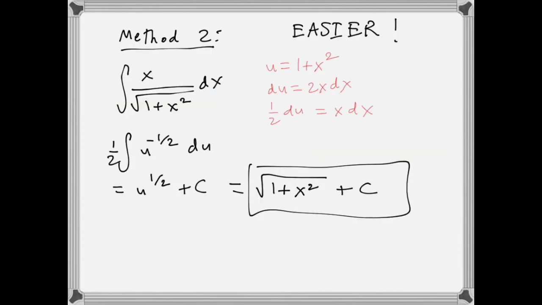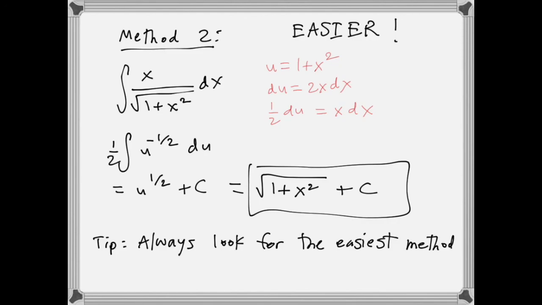So why did I want to illustrate this problem? It isn't just about doing these problems and getting them right. It's about using the easiest technique that we know, because the harder the technique is that you choose, the more likely you are to make a mistake. So tip: always look for the easiest method to use. In this case, a u substitution was the easiest method.